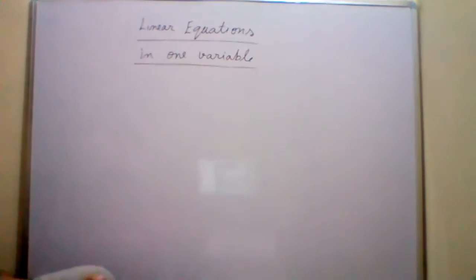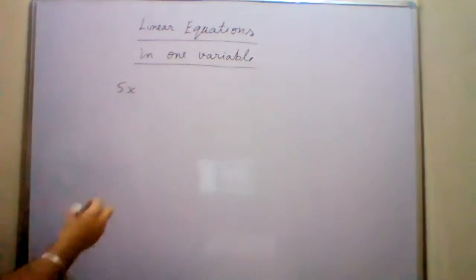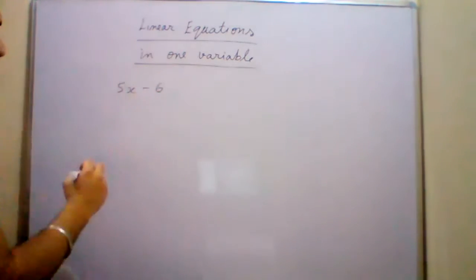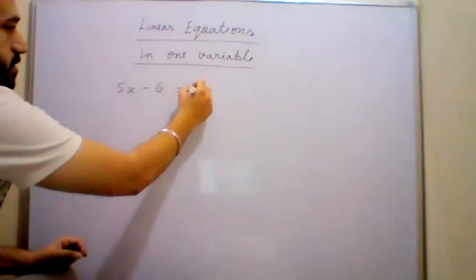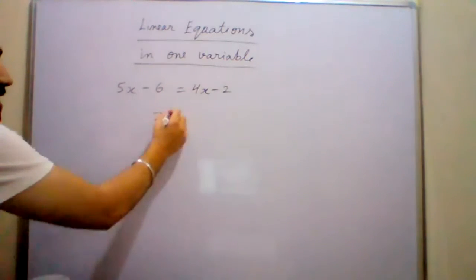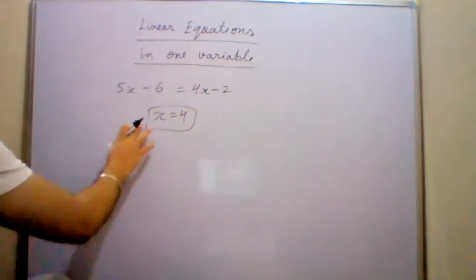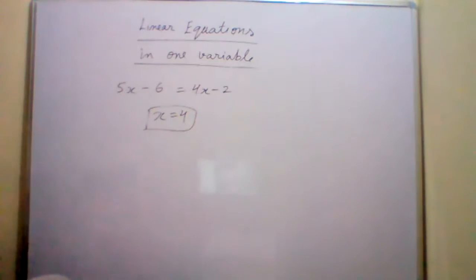When the previous class was about to end, I was on this question. I was finding the solution of this equation: 5x minus 6 equals 4x minus 2. We have already found that x equals 4 is the solution of this equation. But the method that we used to find the solution was not a proper method.